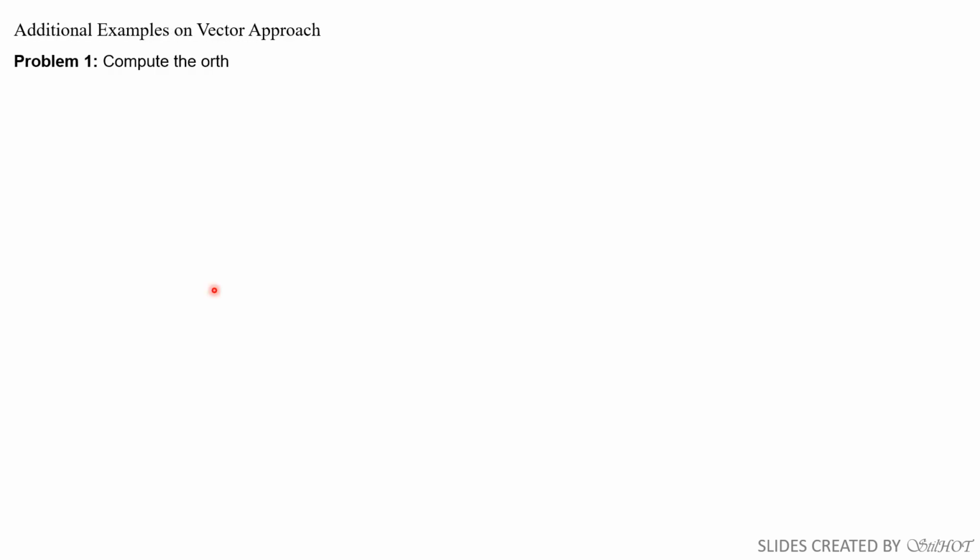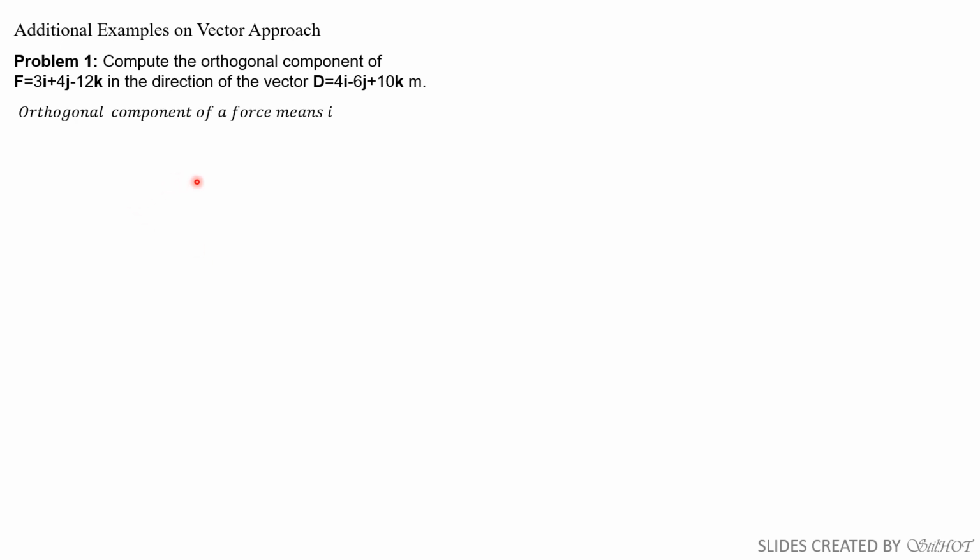So problem 1, compute the orthogonal components of the force F = 3i + 4j - 12k in the direction of the vector 4i - 6j + 10k meters. So this is in newtons, and that distance, directed distance, is in meters.